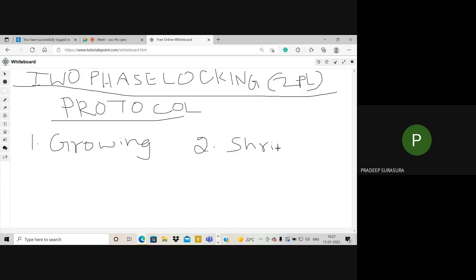Please understand the meaning of growing phase and shrinking phase. One textbook says growing phase and shrinking phase. Since two phases are there, it is called the two-phase locking protocol.